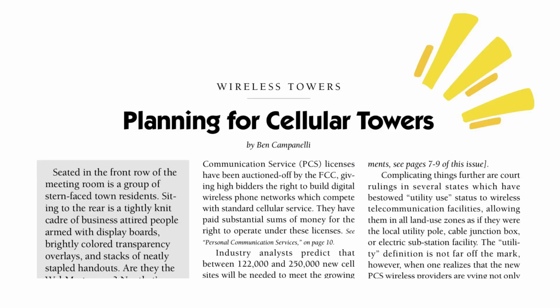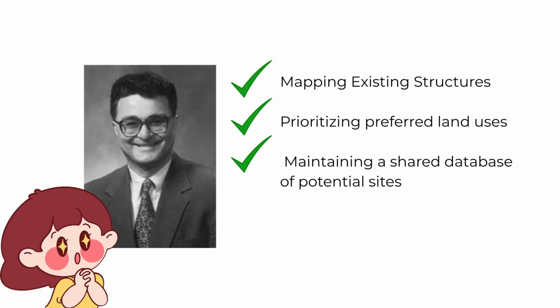The Journal of Planning for Cellular Towers by Ben Campanelli is one of the substantial materials that I have read. Ben Campanelli recommends a regional collaborative approach to cellular tower planning that includes mapping existing structures, prioritizing preferred land uses, and maintaining a shared database of potential sites.